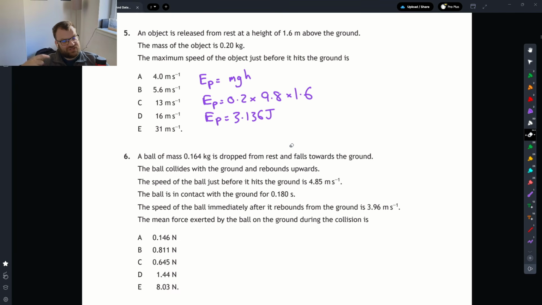that potential energy is converted into kinetic energy. So EP would equal EK, and EK is a half mv squared. So I'm rearranging, so times both sides by 2, take over the m and divide by it.